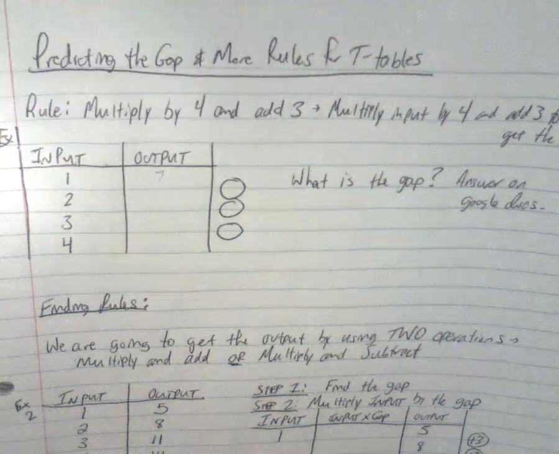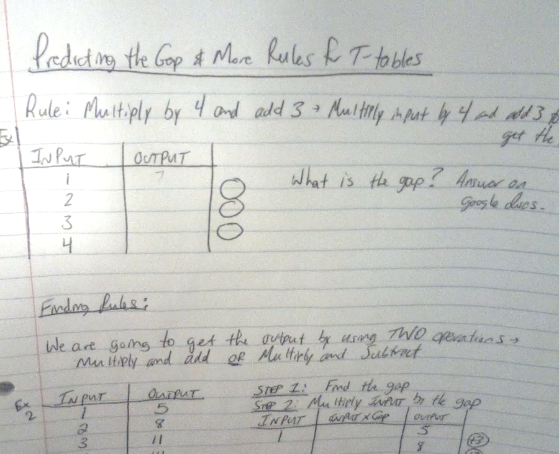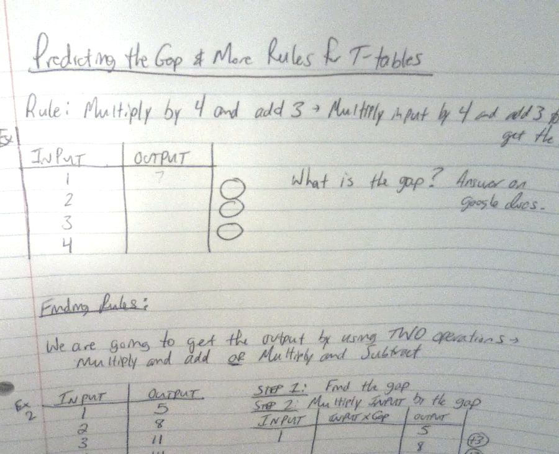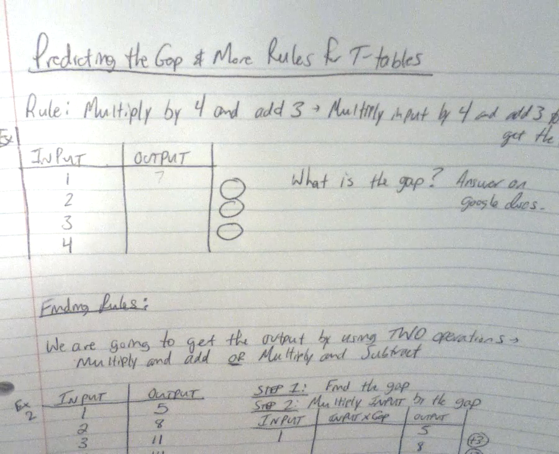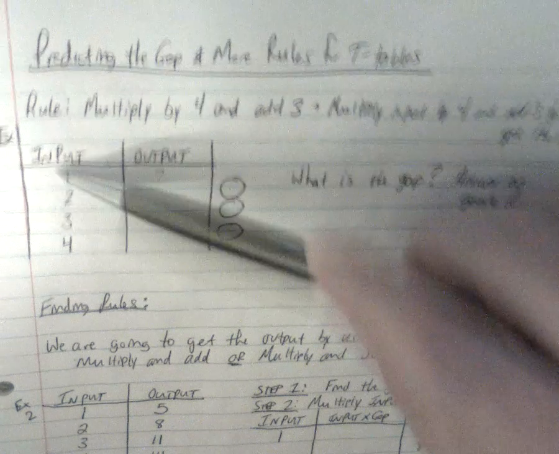We're going to look at predicting the gap, and we're going to look at more rules for t-tables. For grade 5s, this would be like part 3. For grade 6s, this would be part 2. But this is important because it does have real life applications that we are going to get into a little bit later. But first, I want you to take a look at example 1.